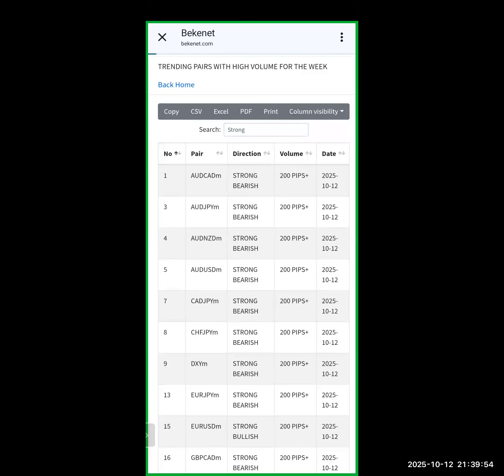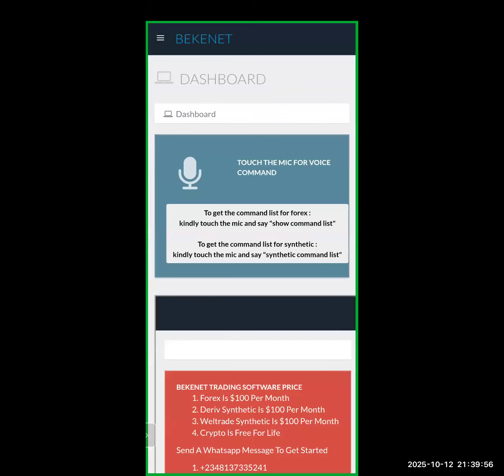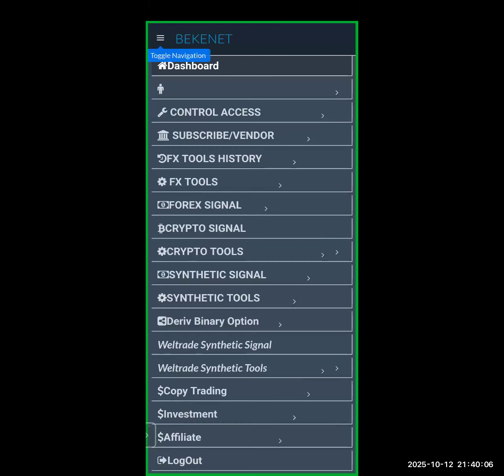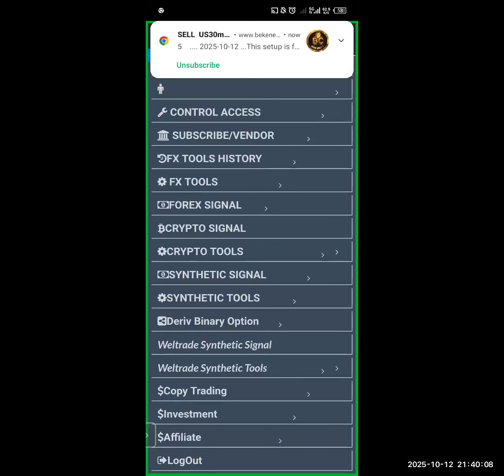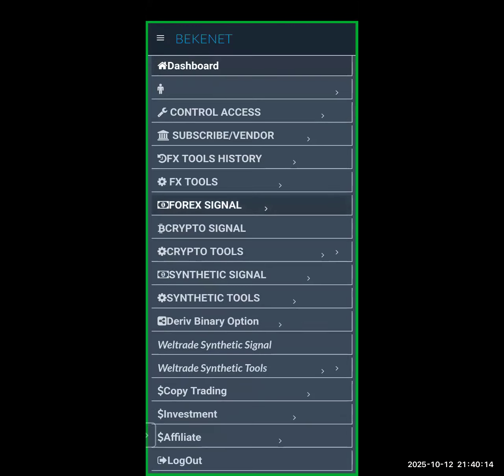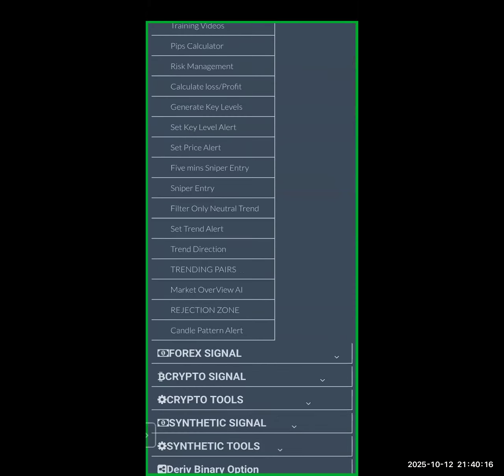So the next one I'm going to show you now is the trend direction per pair. You have the trend direction for 4 hours. We have the trend direction for daily. We have the trend direction for 1 hour. These ones are for pro traders, people who want to scalp or people who want to just do analysis alongside the direction of the market. So I'm going to click on Forex Tools. Once I click on Forex Tools, you'll see trend direction.